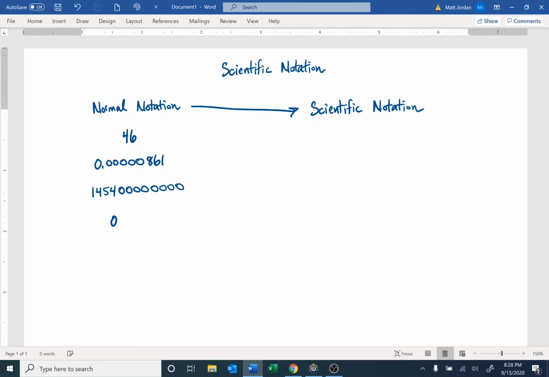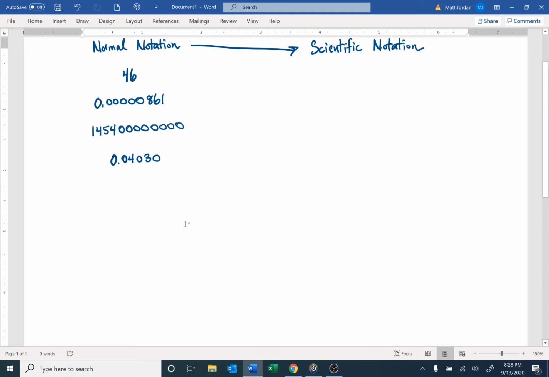And a fourth example here. We're doing this example because it has multiple different types of zeros, and zeros are important when you are moving things from normal notation into scientific notation.